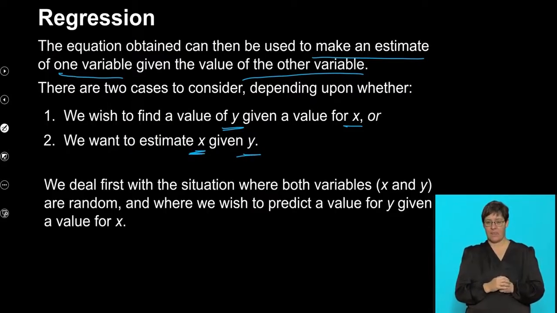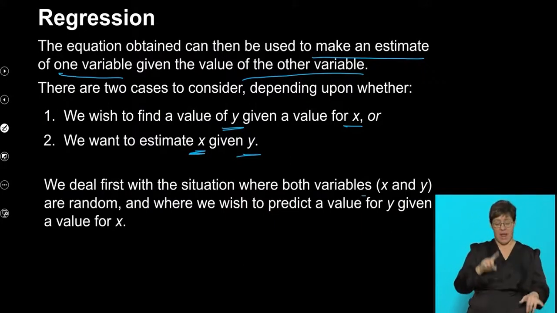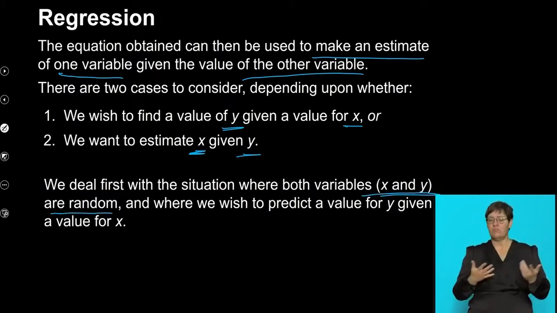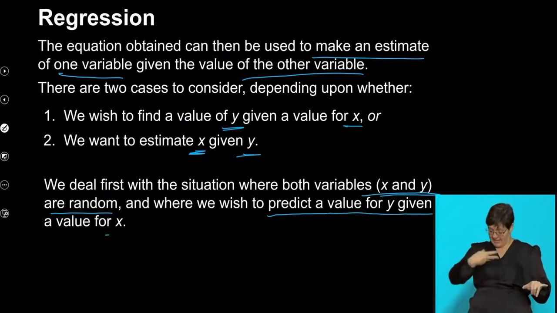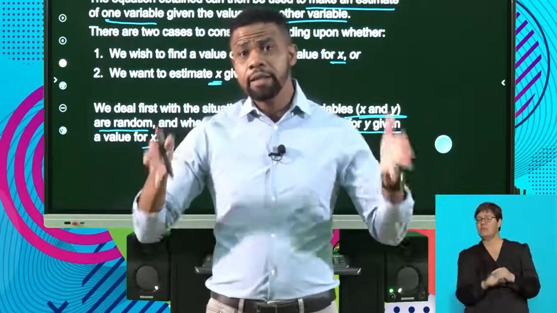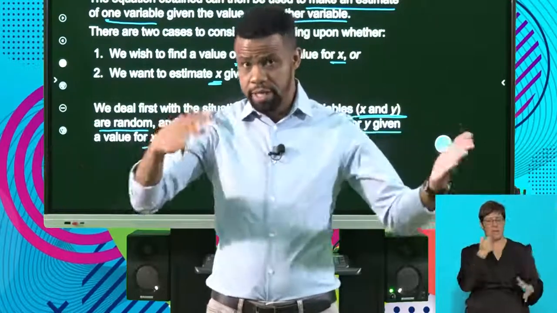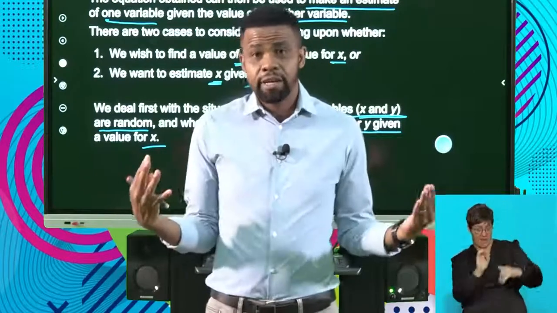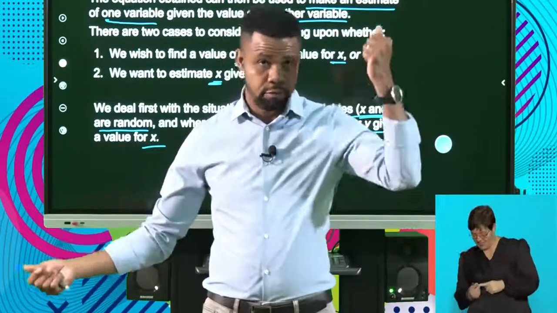Okay. We deal firstly with a situation where both variable x and y are random. I'll illustrate that, where we wish to predict the value of y given x. Are we all together? We said that linear regression is the equation of the line of best fit. In this context, we're talking about the equation of a straight line, and if we have that straight line, we can find y using x. If we have x, we can find y.